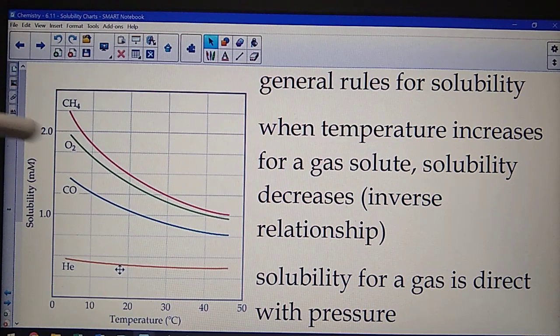So here is another solubility chart. In this case, it's showing you different gases in water: methane, oxygen, carbon monoxide, and helium. And here you can see most of them are going down with temperature.